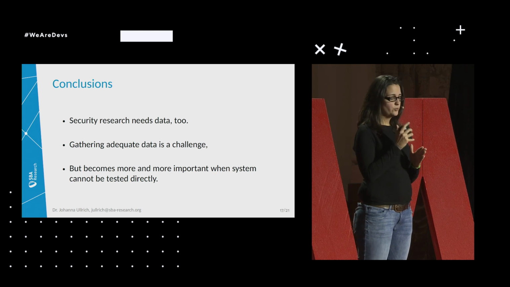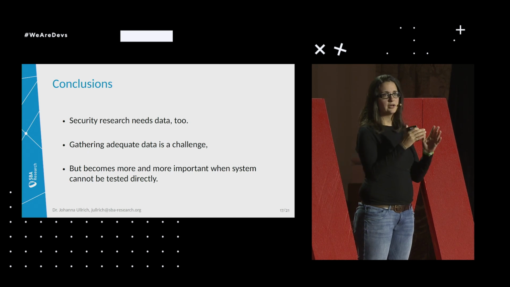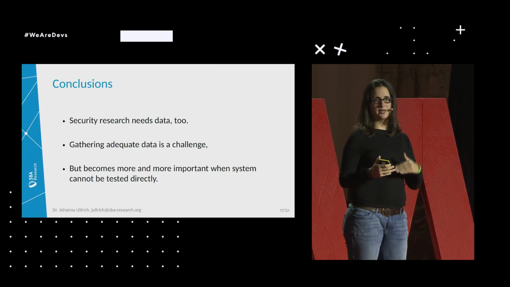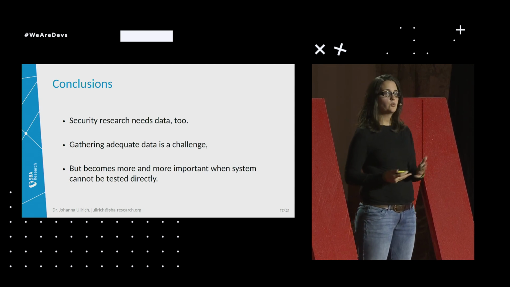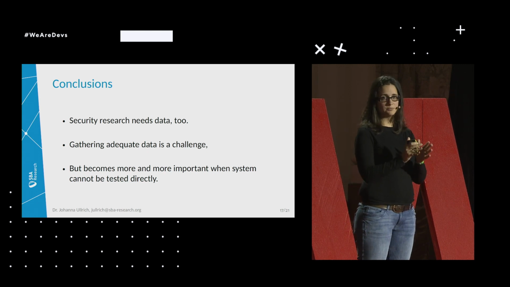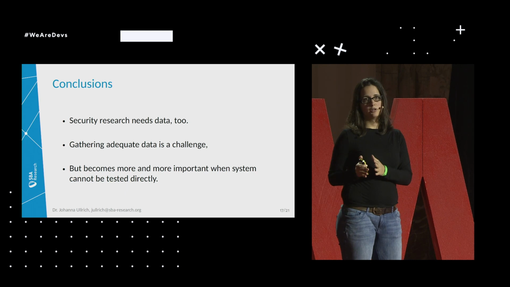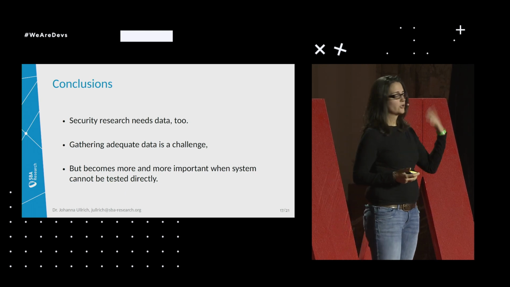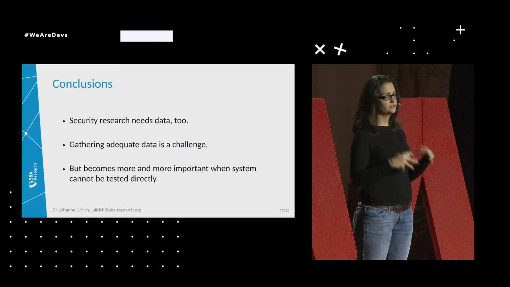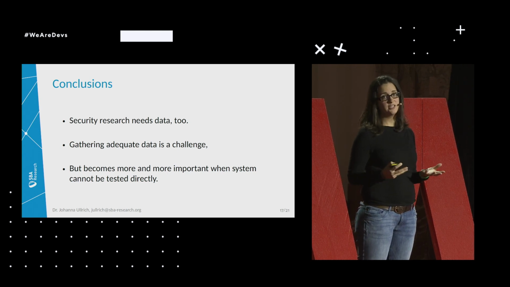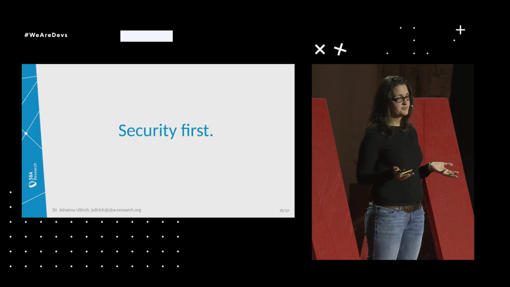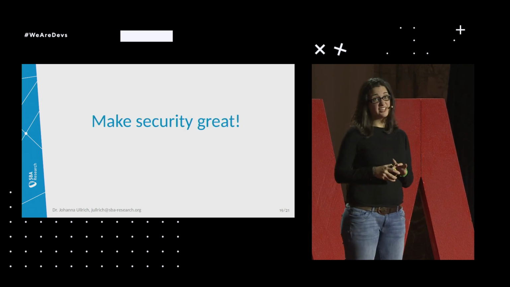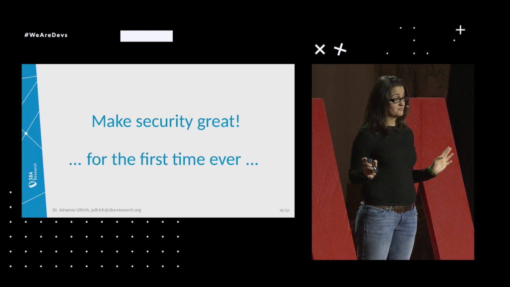And we need this data because the more important the system is and the less we have a parallel setup where the attacks can be evaluated, the more we need this data to have such test sets. Whether we get the data as plain data or the finished model, both is okay for us. So those are the conclusions for you. And on a higher level, because I'm dealing with security all the time, it's please do security first and maybe make security great for the first time ever in history. So thank you.